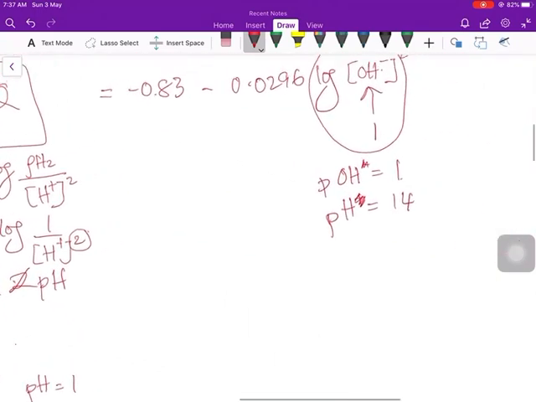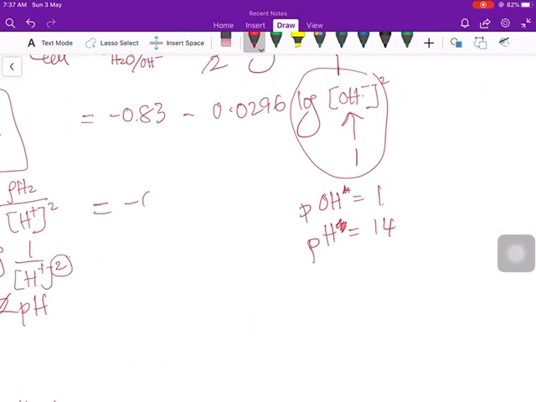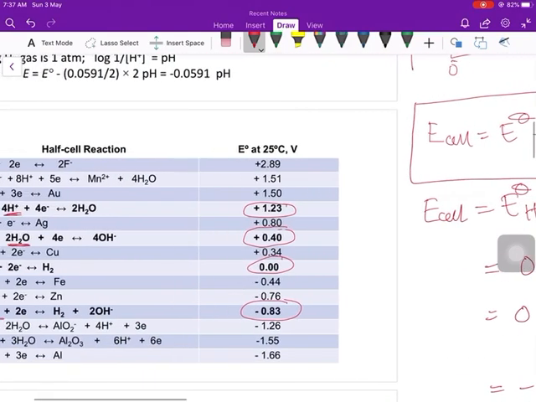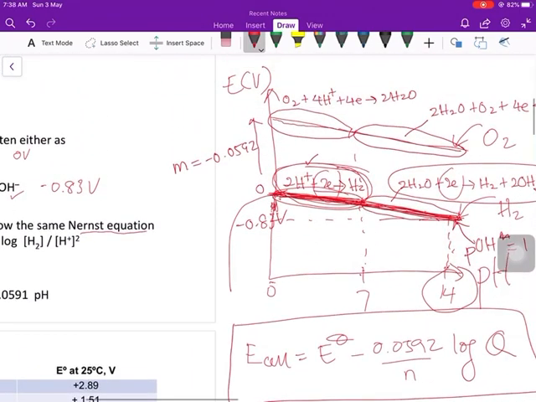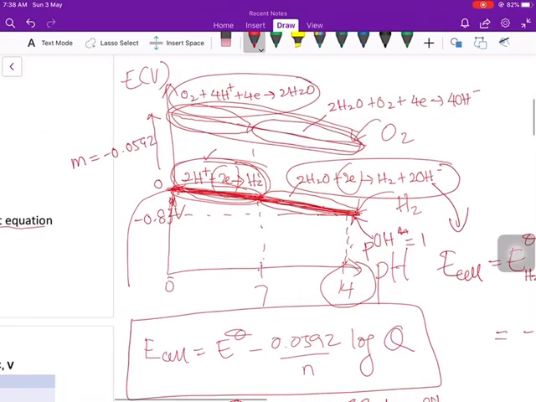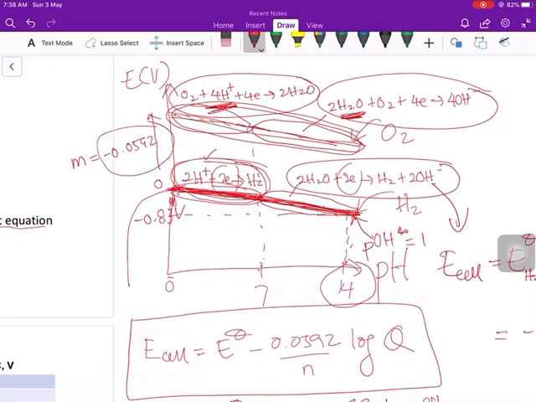So pOH is 1, pH is 14. So you will get the same value, negative 0.83 volt, because this is 0. Okay, so for the top slope, this one containing dissolved oxygen, you can use one half cell reaction to plot this slope, or you can use both. This is acidic, this is alkaline, or neutral. Still, you can get this slope.